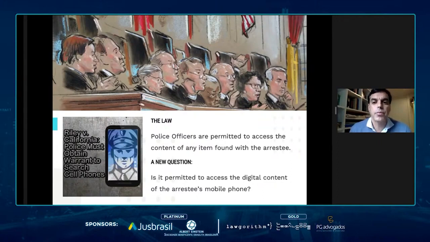The answer by the Supreme Court at this time was no, that is, the police must obtain a warrant to search cell phones. This was based on a consideration of underlying values. Specifically, it was argued that there is a significant impact on the privacy of the arrestee if the digital content of the mobile phone is accessed. So in the balance of values regarding safety and privacy, in this case privacy would outweigh safety, and therefore it should be forbidden to access this particular property item of the arrestee.